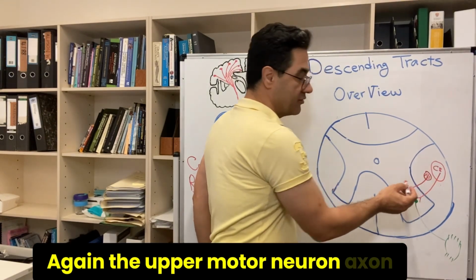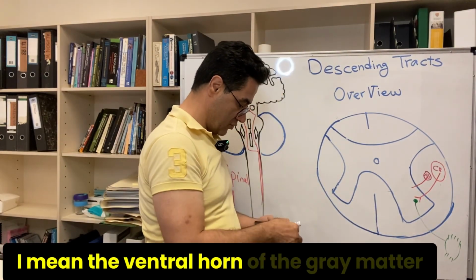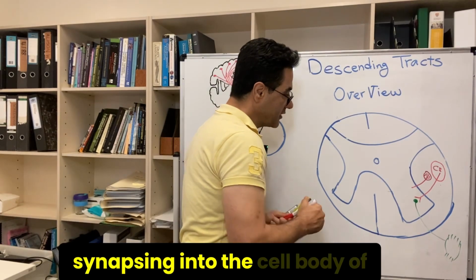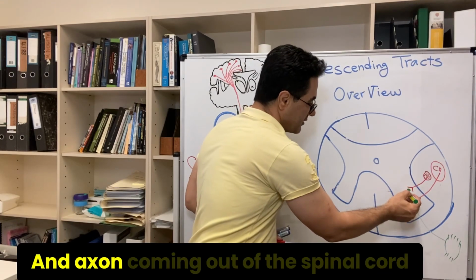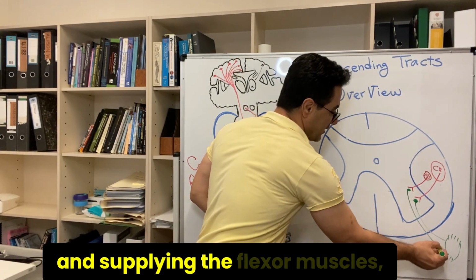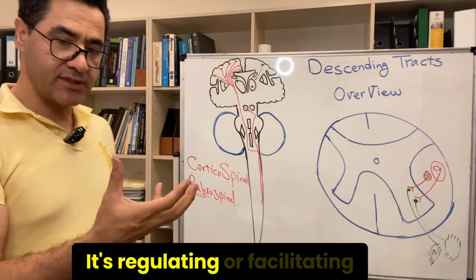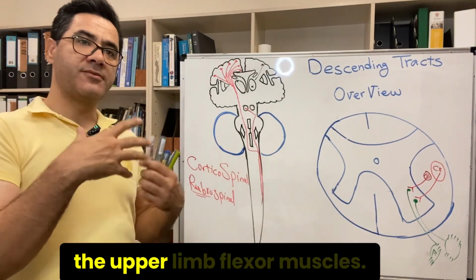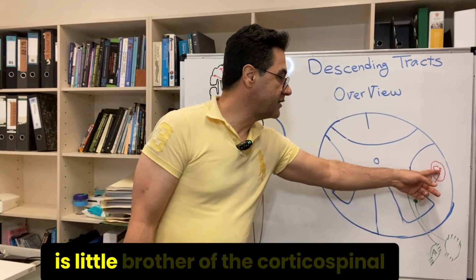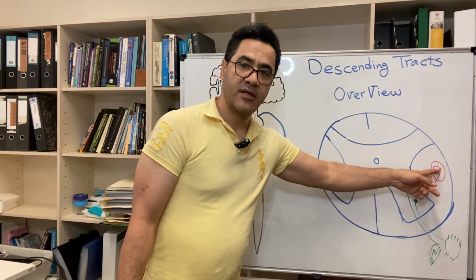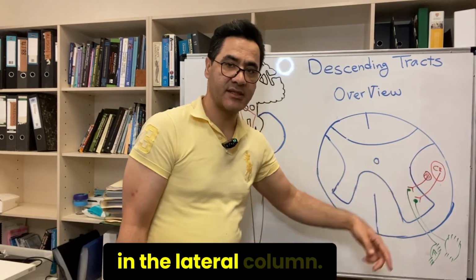Again, the upper motor neuron axon comes into this part, the ventral horn of the gray matter, synapsing onto the cell body of the lower motor neuron, and the axon coming out of the spinal cord and supplying the flexor muscles, mainly the upper limb flexor muscles. It's regulating or facilitating the upper limb flexor muscles. It seems that the rubrospinal is the little brother of the corticospinal because it's helping the corticospinal, and both of them are landing here in the lateral column.